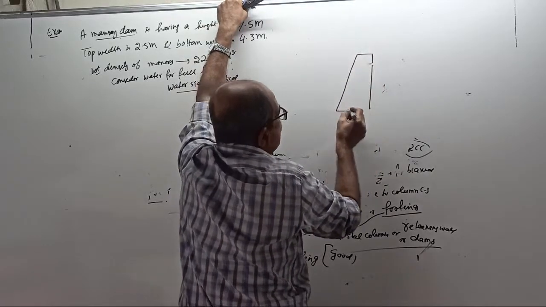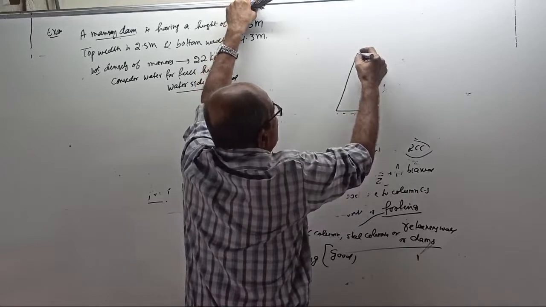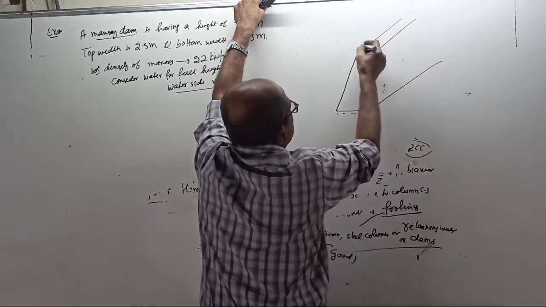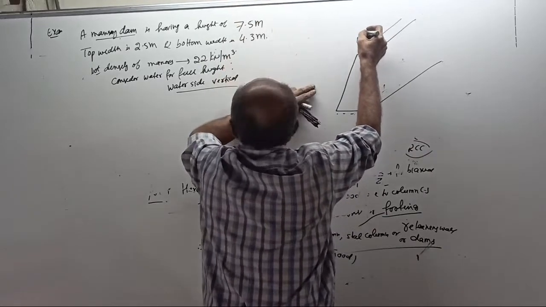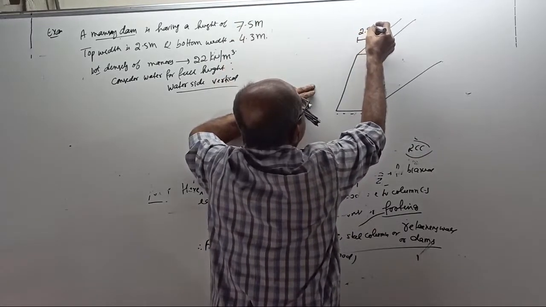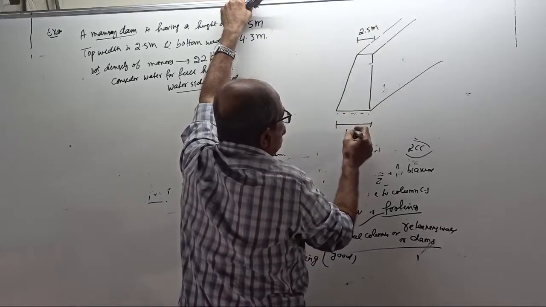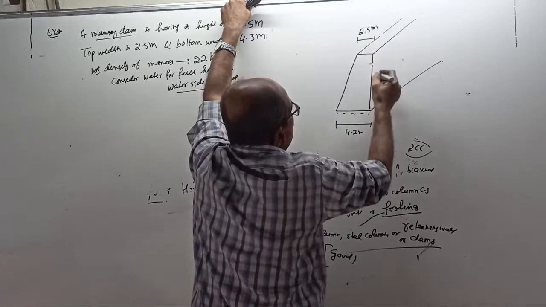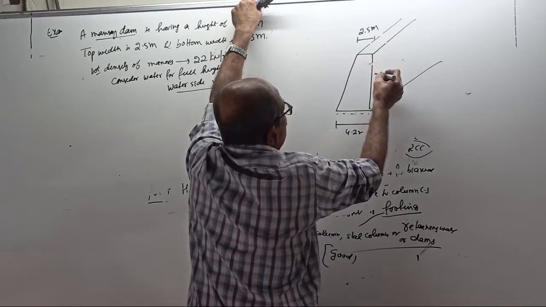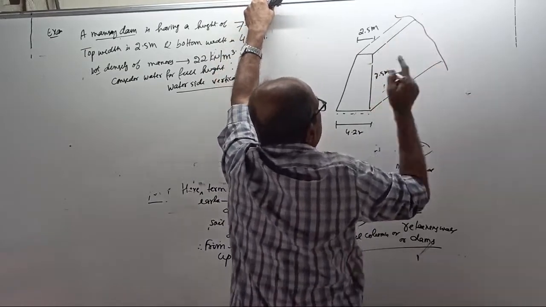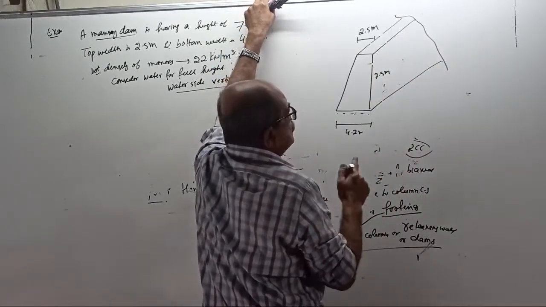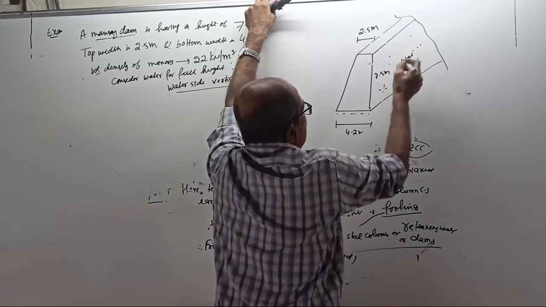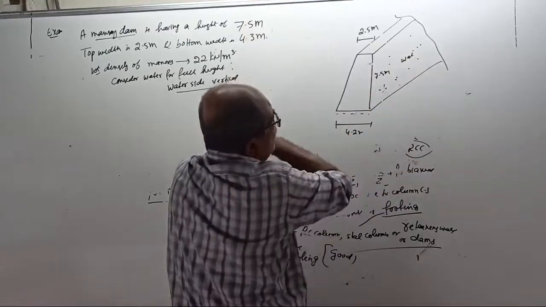It's a masonry dam. This is the base. It goes this way. It goes this way here. This top width is 2.5 meter. Bottom width is 4.2 meter. The full height is 7.5 meter. It goes this way. Tell me, now, where is water? This is water here. It continues. Water is here. This masonry dam continues here.